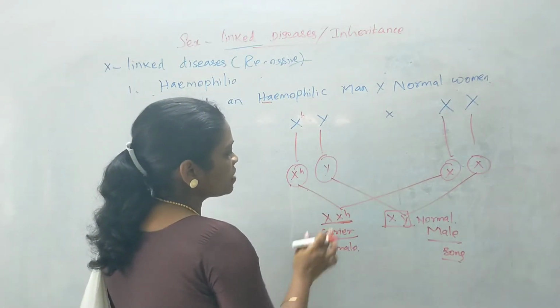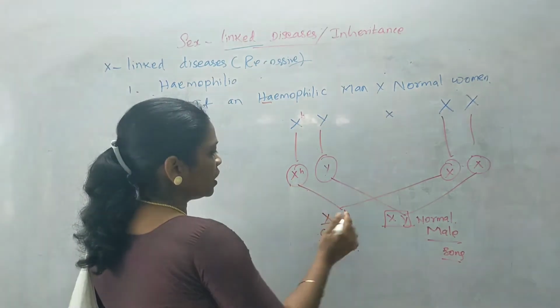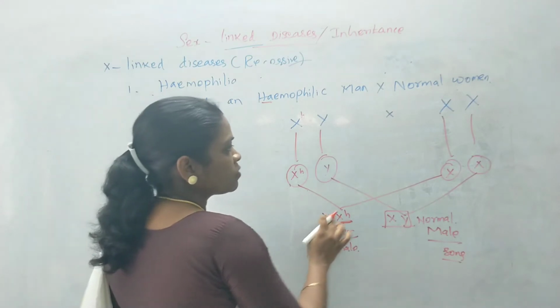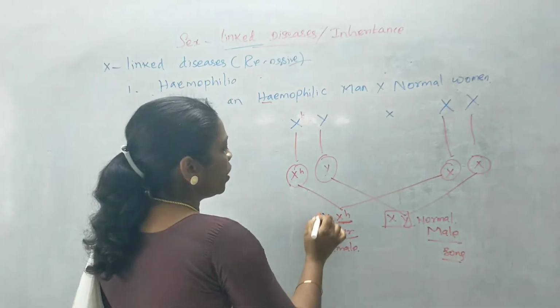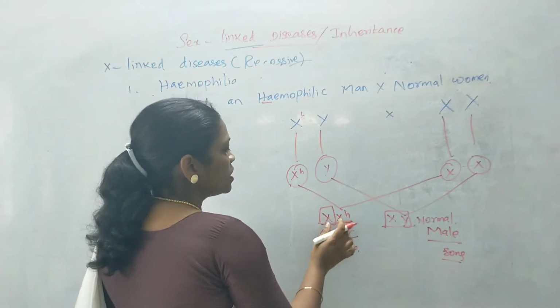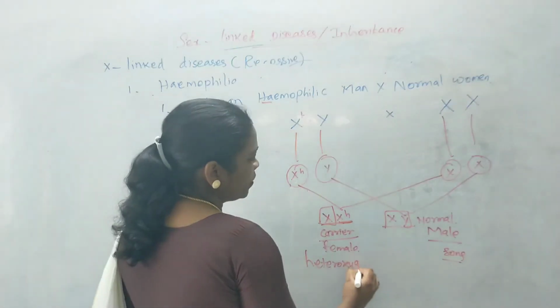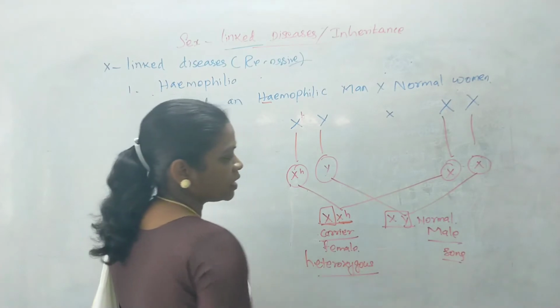But the female who receives the X chromosome from the father will inherit it, and she receives the other X chromosome from the mother. One X chromosome is normal, so she will become a heterozygous individual for this disease. She will become the carrier of this disease.